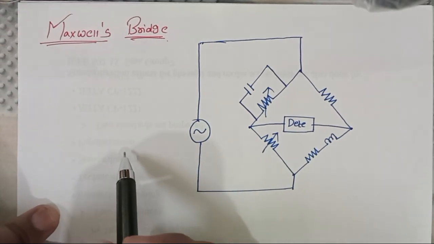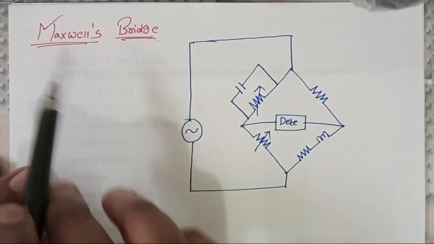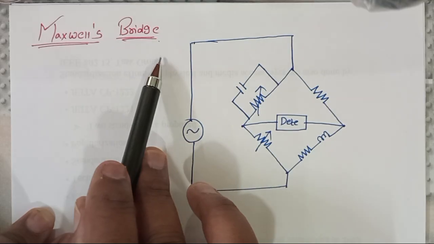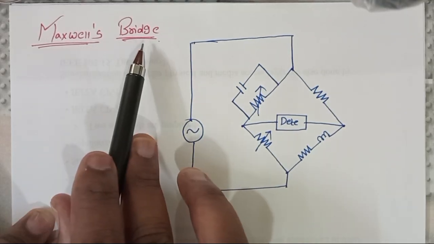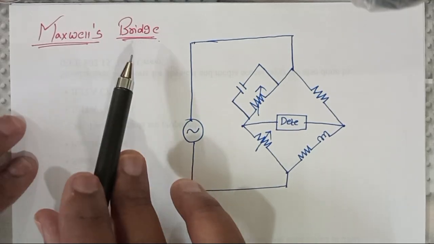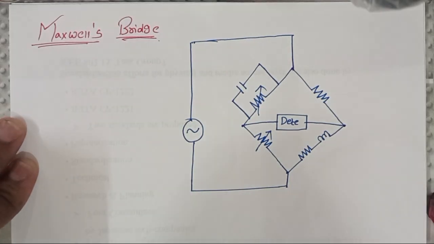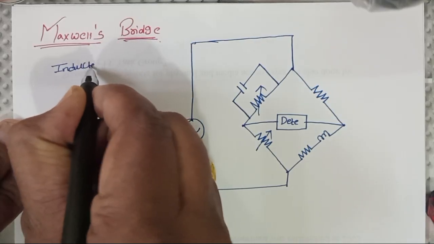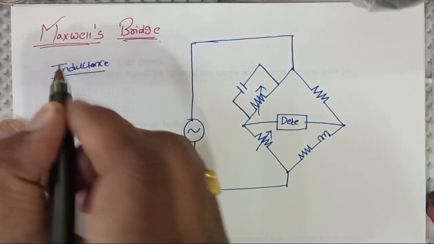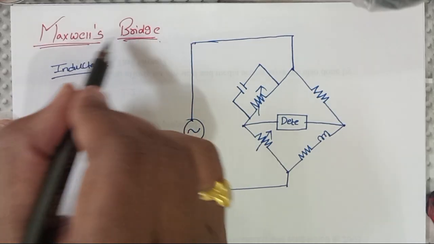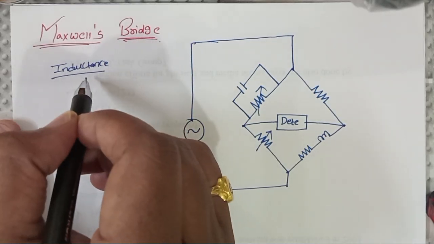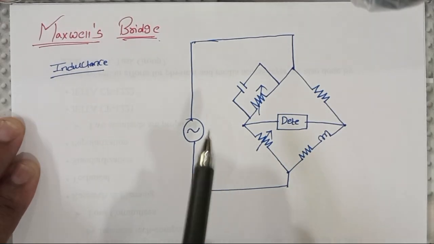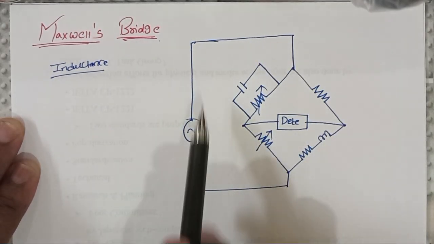Hi students, now we will discuss Maxwell's bridge. It is one of the AC bridges. This Maxwell bridge is used to determine the unknown value of inductance. From the circuit point of view, it is the Maxwell bridge.